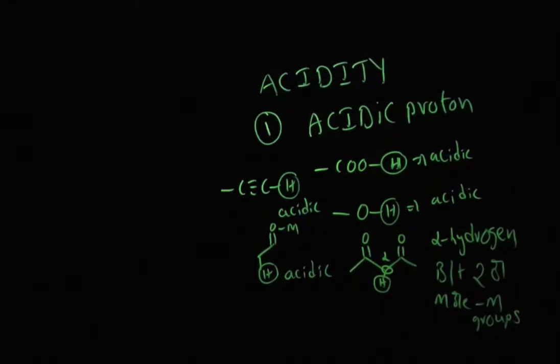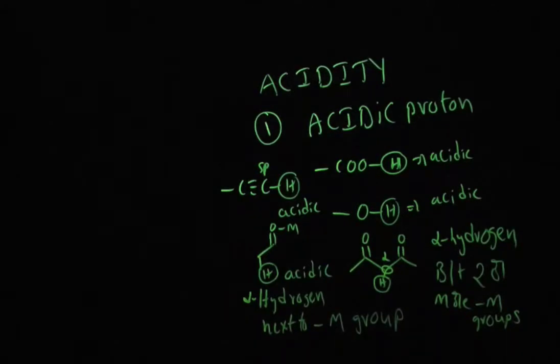The fourth one will be the hydrogen of sp carbon. The fifth one will be the alpha hydrogen next to a minus M group, which is also acidic.